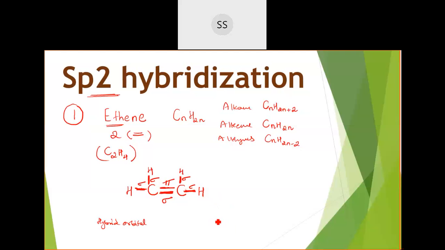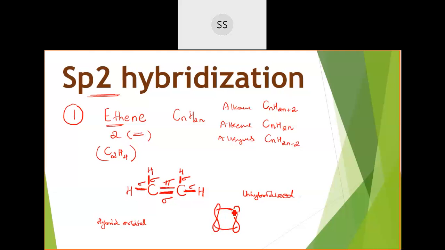Yes, pi bonds are formed by lateral overlapping, correct? Lateral overlapping, this way overlapping. So if I have two p orbitals, how should those p orbitals be? They should be unhybridized. You can't take hybridized orbitals for pi bonding. Whatever orbitals you take should be unhybridized, meaning the full p orbital, the whole p orbital, which should not be mixed with anything. So here you need two p orbitals which overlap laterally, like this.